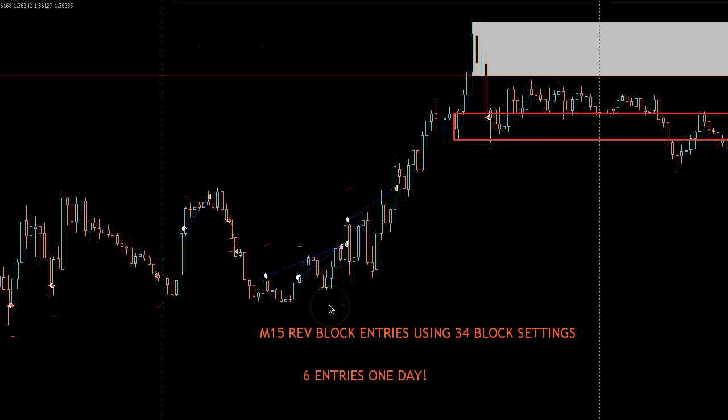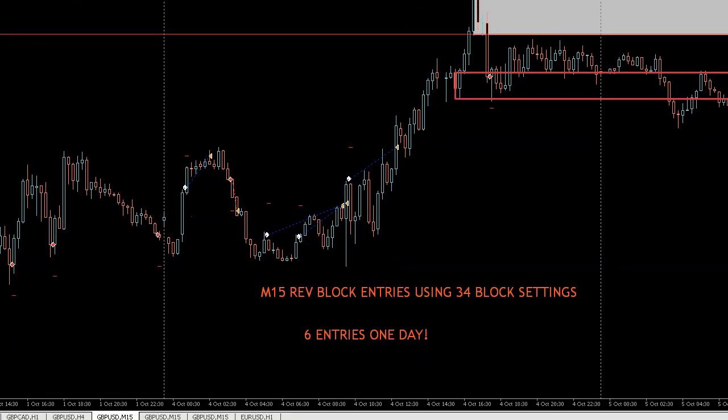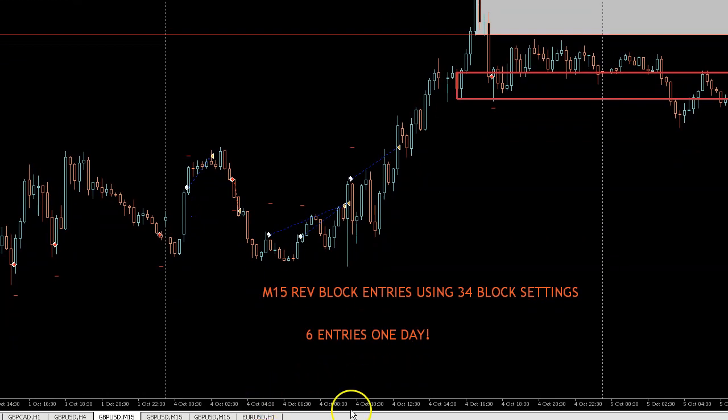So in here, this is the reversal block settings. This is just using one block, using the number 34 block settings, okay? And it gave me 6 entries in one day. So we're going to concentrate on one day. I'm going to show you in here, October 4th, and it gave me one entry here.